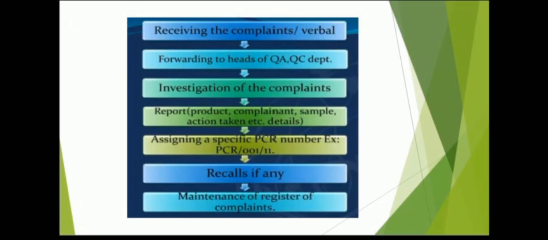Receiving the complaints verbally, forwarding to heads of quality assurance and quality control department. Investigation of the complaints. Report details (product, complainant, sample, action taken, etc.). Assigning a specific PCR number, for example PCR/001/11. Recalls if any. Maintenance of register of complaints.